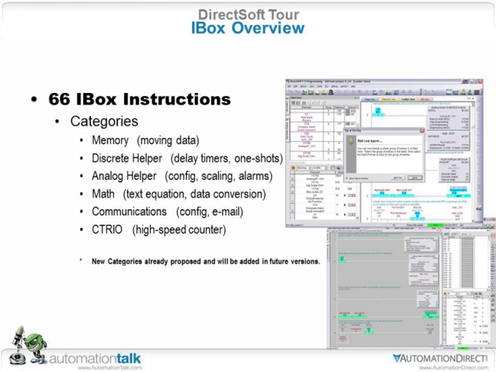Like I said, there's 66 iBoxes, so we took a lot of code and condensed that down to 66 usable iBoxes. We'll go through most of those, and I'll show you where you can find them and how you can figure out which ones will work best for you. The neat part was they were placed into categories, groupings that make it a lot faster to find them.